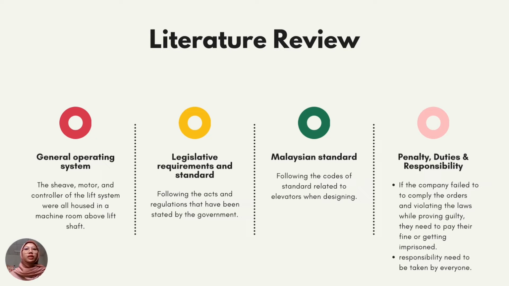So in penalty, duties and responsibilities, if the company fails to comply with the orders and violates the laws while proven guilty, they need to pay a fine or they can be imprisoned. Also, the responsibilities need to be taken by everyone, which is the government, the organization, or the civilian. Everyone should take responsibility when riding the lift and follow the rules of the lift.